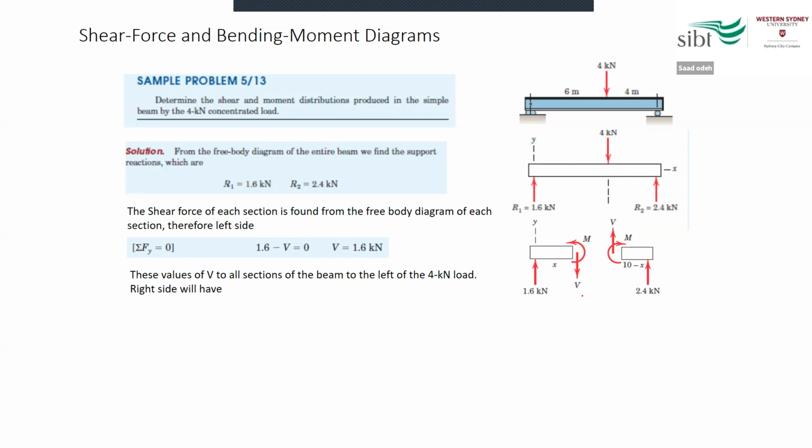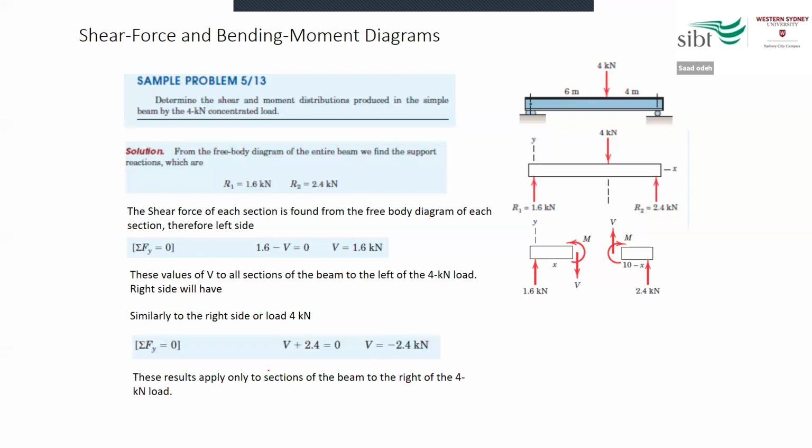This force here is actually opposing the force on the other side. They have the same values. So I can use the value of V found by this equation and take it to the other side, the right side of the beam, and do the same thing, summation over Fy equal to 0.